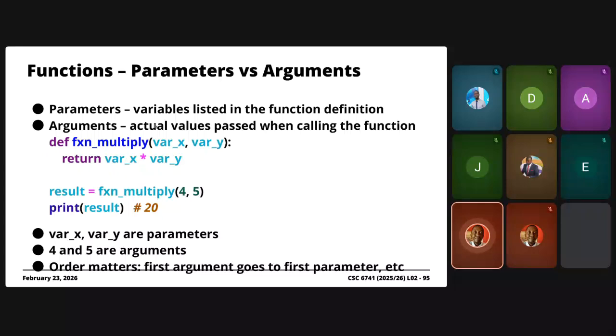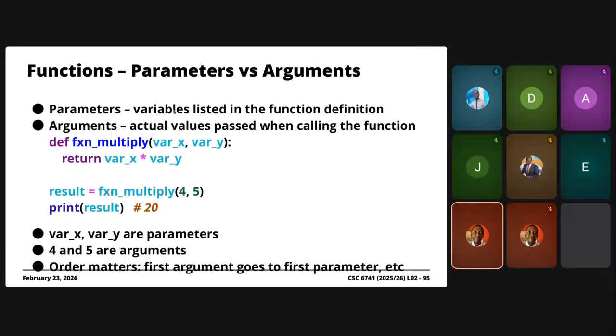Okay, so in this particular example, I'm defining a function that multiplies two numbers. Function definition def fx multiply. Then it takes in two parameters, var_x, comma var_y. It returns var_x multiplied by var_y. If you look at this result, var_x and var_y are what we are calling parameters. 4 and 5 are arguments.